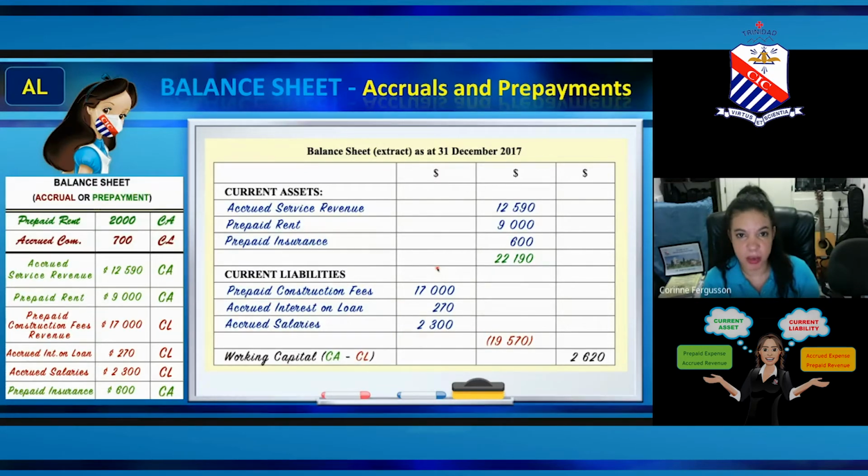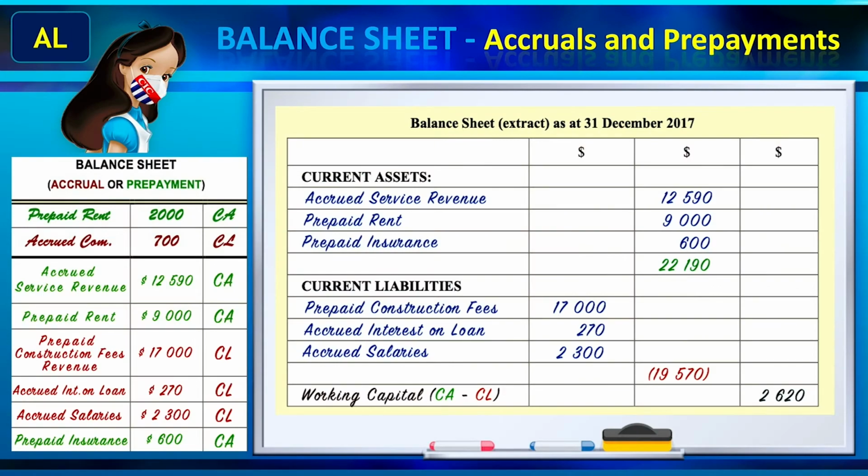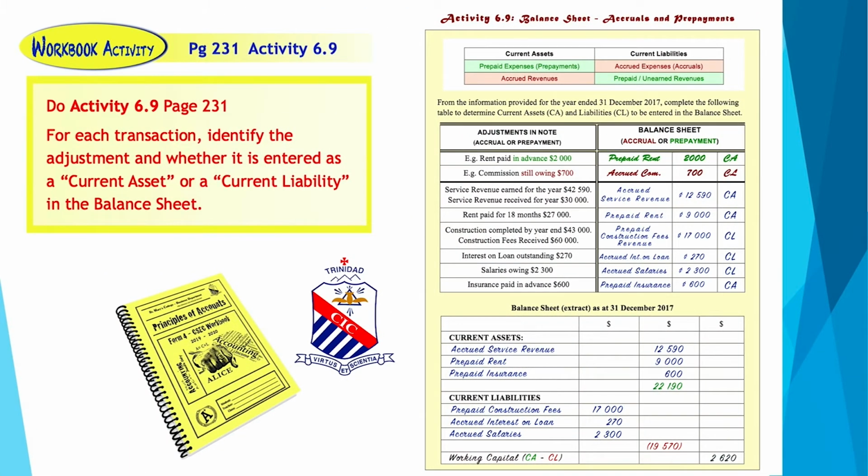And if they wanted you to, then you would do your working capital. Reminder, working capital is your current assets, which in this case is 22,190, less your current liabilities, which in this case is 19,570. So your working capital ended up as 2,620. So this is your answer for this one. If you need to double check your workbook and your answers and make your corrections, you can once again just stop the video and take a look at the answer here for you.